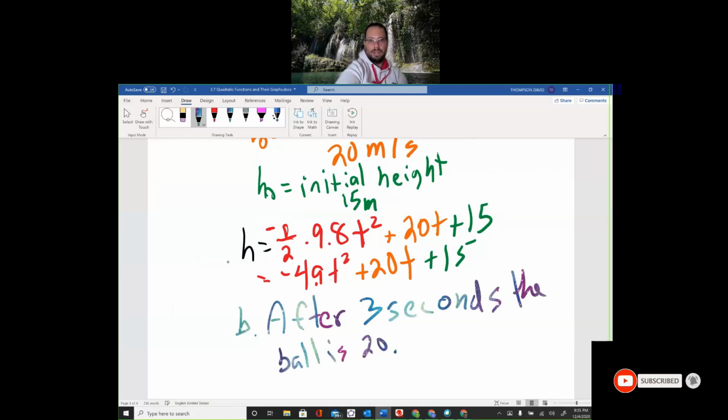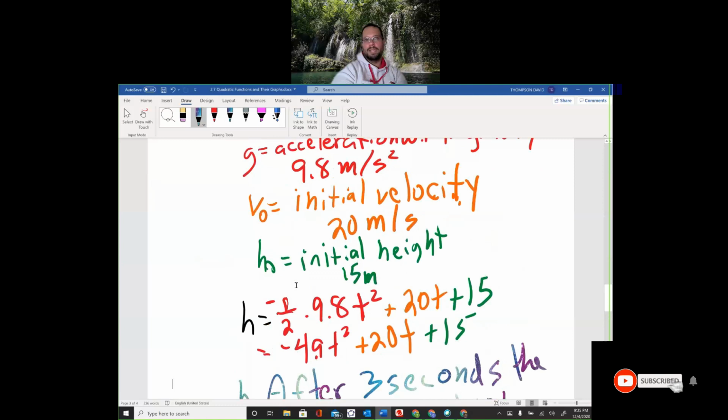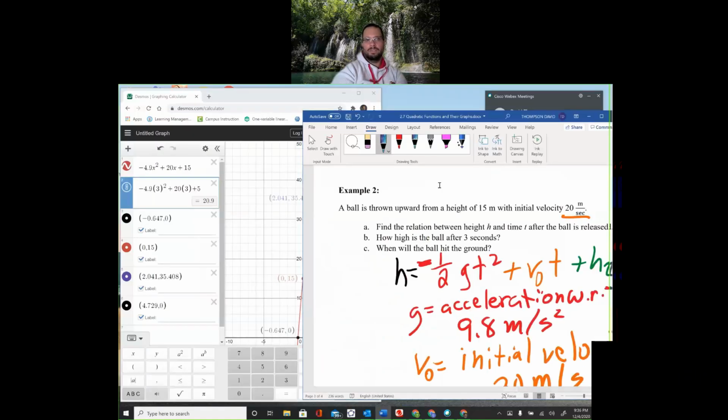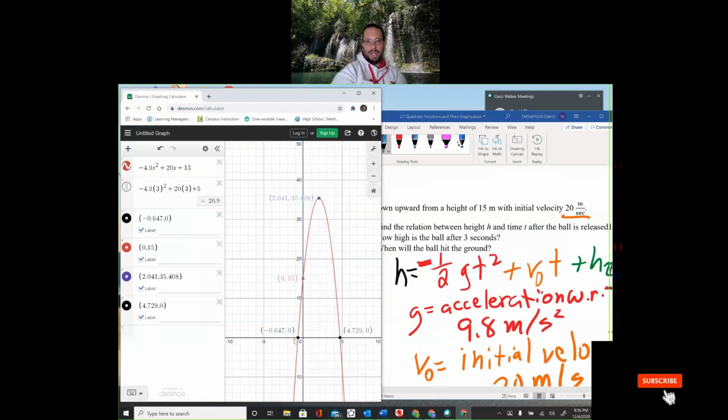And then we have to answer part C. When will the ball hit the ground? So that's the x-intercept. So we have two x-intercepts. We have negative 0.647 seconds and 4.729. The more interesting one is the positive one because we can't have negative time. So the ball hits the ground after 4.729 seconds. So we'll answer that question and we're done with this question.